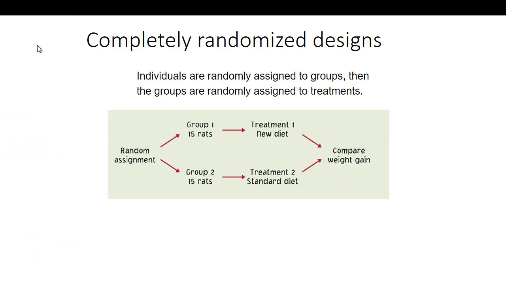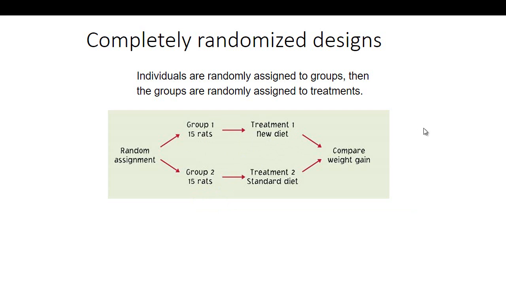All right, so let's look at what is called a completely randomized experiment. In a completely randomized experimental design, individuals are randomly assigned to groups, and then the groups are randomly assigned to treatments. So you randomly assign the experimental units to the groups, and once you have done that, you again randomly assign the treatments to the groups.